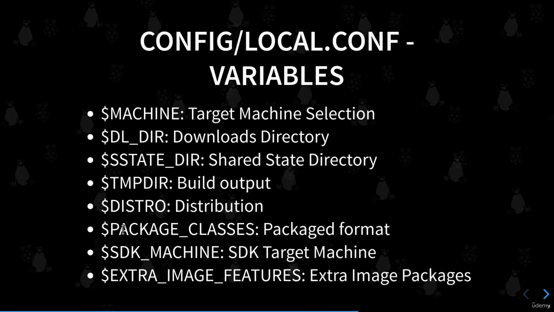The package classes, which will define the packaging system that you use. You can have multiple of them, but the first one you define is the one that will actually be used by the package feeds to generate the images and the SDKs. The SDK machine variable defines, if you specify Bitbake to build the SDK, the target machine for which the SDK is built. And this extra image features is defined normally by the distribution. It's basically groups of packages that you can choose.